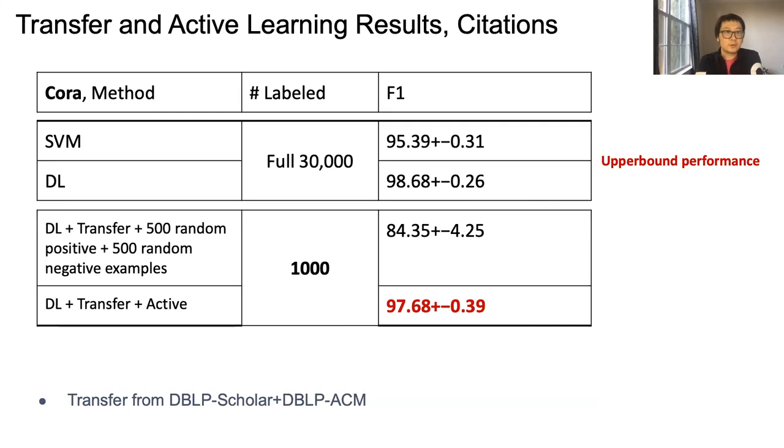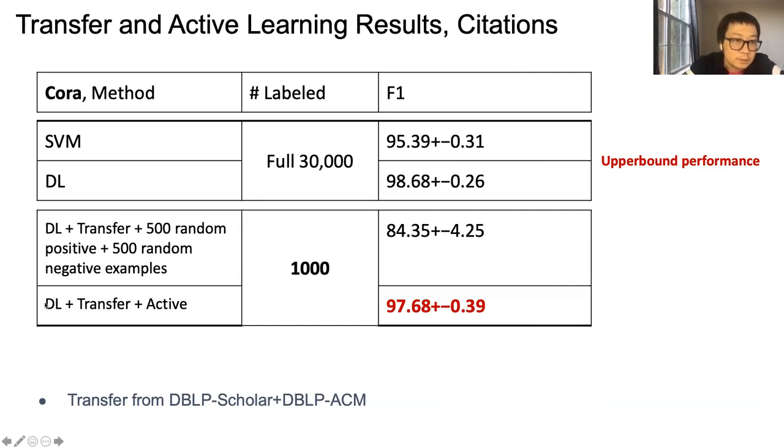Then this is our transfer learning plus active learning result. So if we use transfer learning first, one experiment is that we first learn a transformer model from a similar scenario, and then randomly sample 500 positive examples and 500 negative examples from the benchmark data set, the F1 score is only 84%, right? But still, it's also much better actually. With 1,000 examples, it's getting better and better.